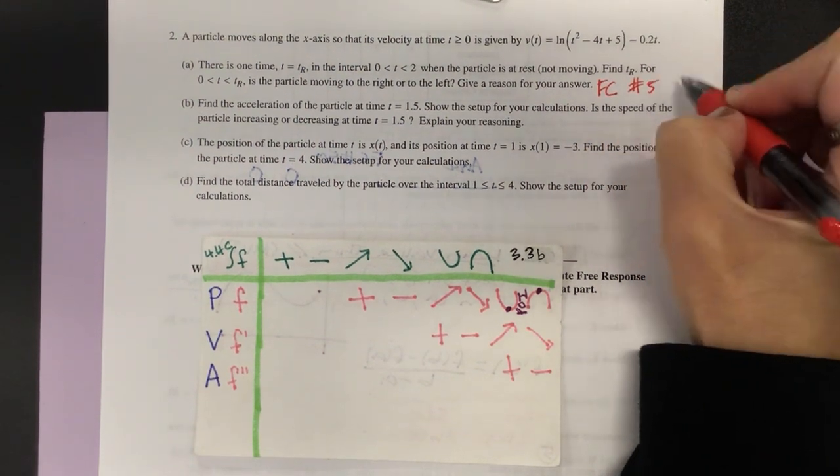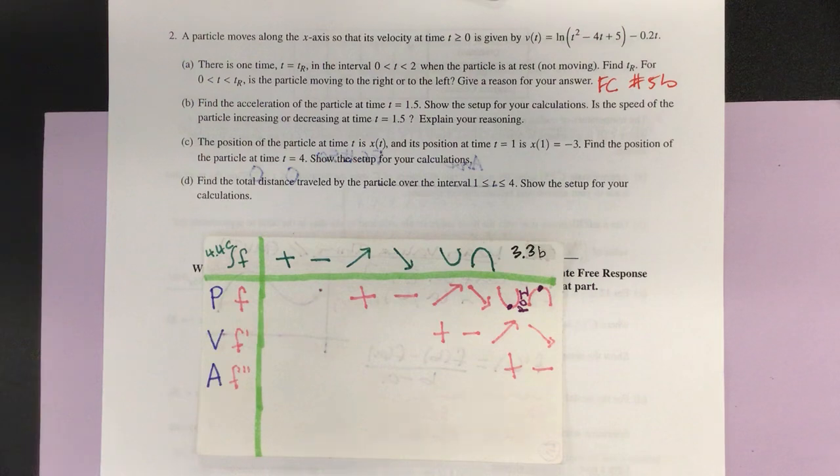A particle moves along the x-axis so that the velocity at time t greater than 0 is given by v(t). There is one time t equals t_r in the interval 0 less than t less than 2 when the particle is at rest, not moving. Find t_r. For 0 less than t less than t_r, is the particle moving to the right or to the left?